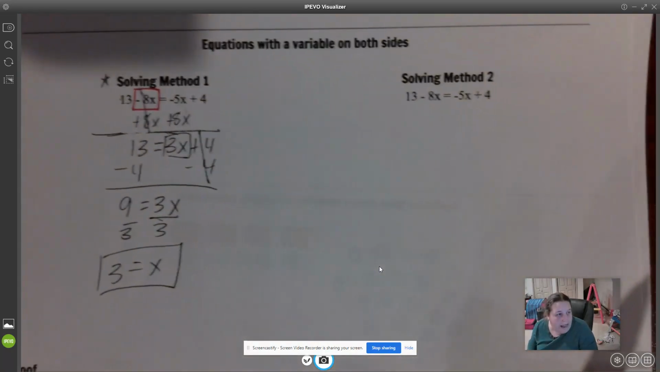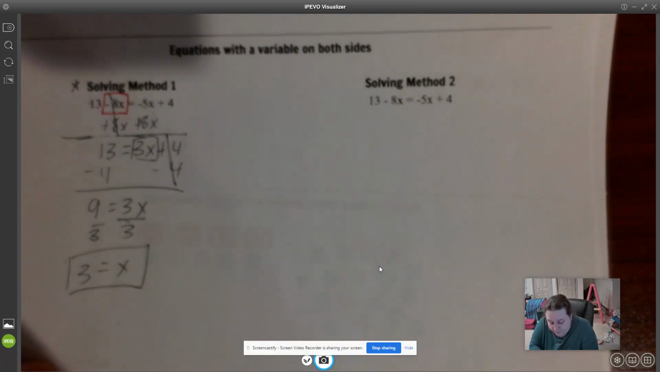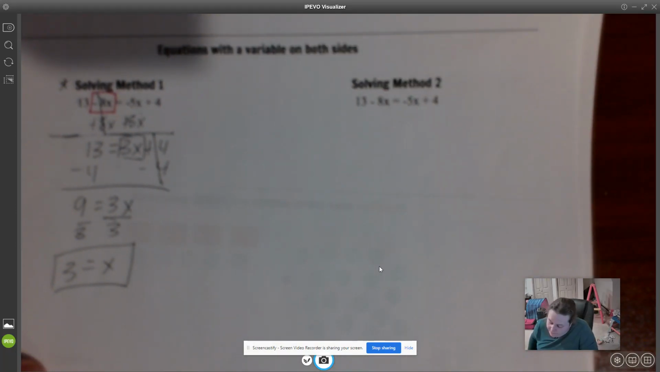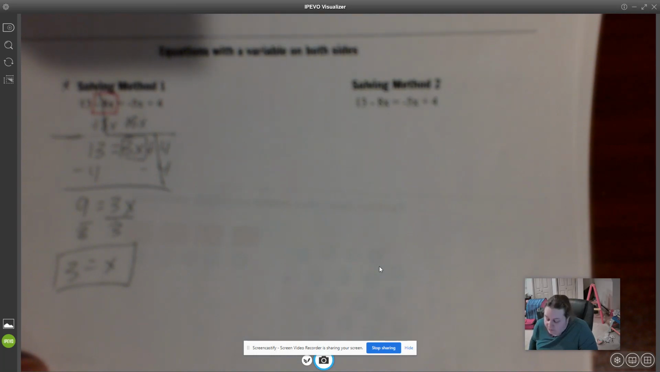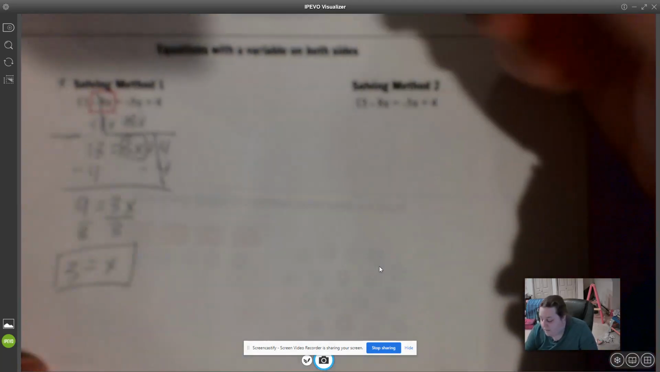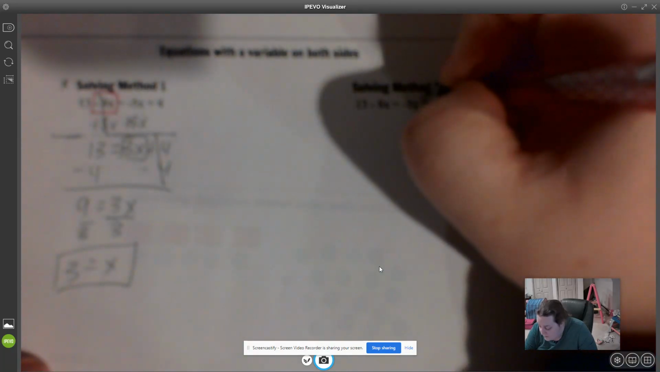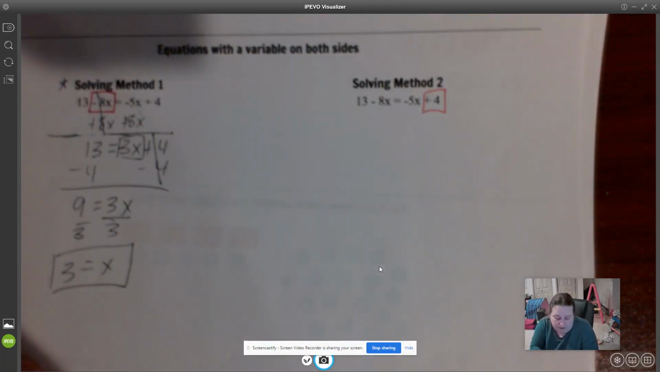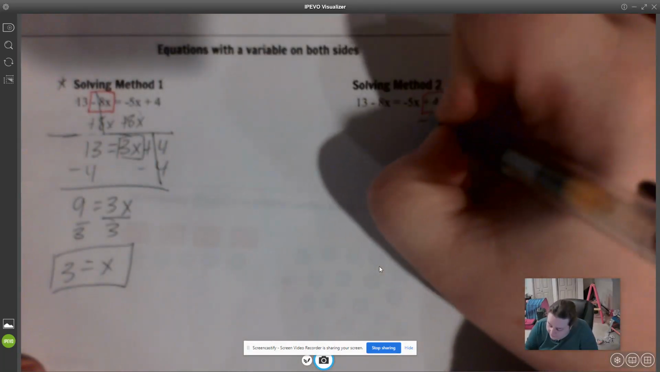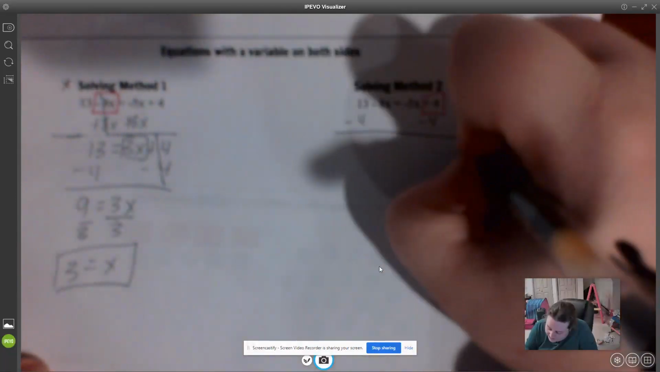Okay. Now method 2. There are more methods, but this is the second method I'll show you. Instead of starting with your variable terms, you could start with your constants, like we've always learned to do. I'm going to use that same method. I have 13 on this side, 4 on this side. 4 is the smaller one, so that's the one that's moving. Okay. So I'm going to subtract 4 from both sides.